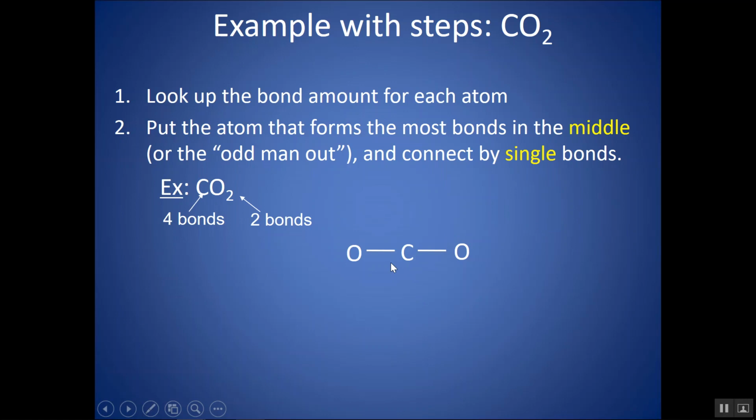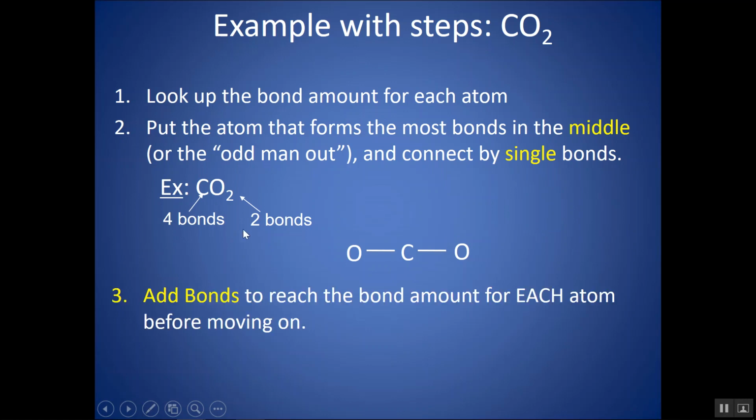Okay, now we need to make sure that these bond amounts are met first. So before moving on, I got to make sure that carbon has 4 and oxygen has 2. Wait a minute, that's not the case. Carbon only has 2 and each oxygen has 1. So what can I do? I can add more bonds.